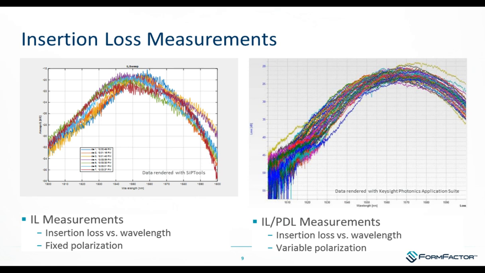The one on the left is from the IL engine. The one on the right was from the PDL as well, so we've also got a varying polarization state at each wavelength. The data on the left was taken on a prototype here in Portland, and the data on the right came from a system that we built in Germany.